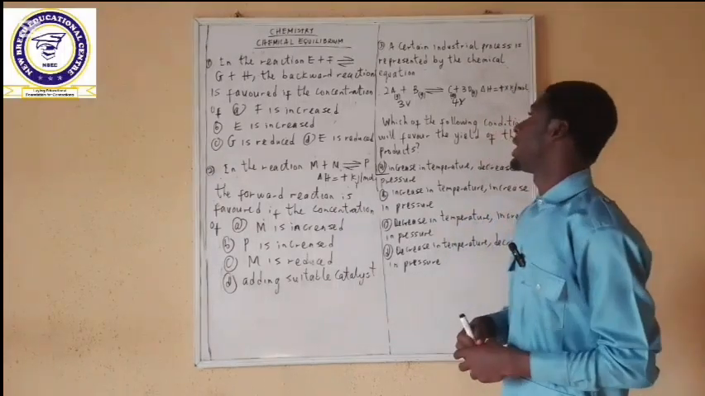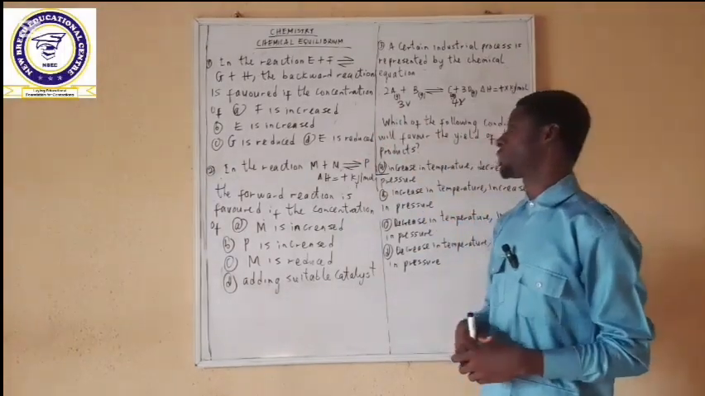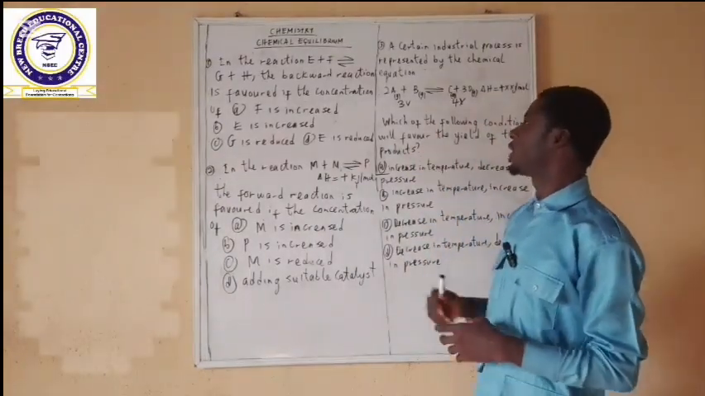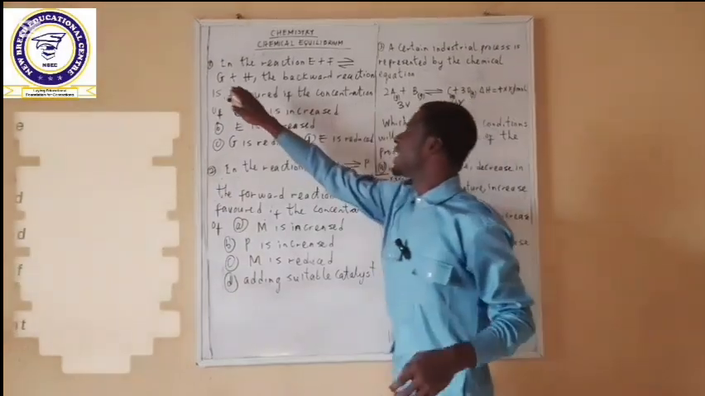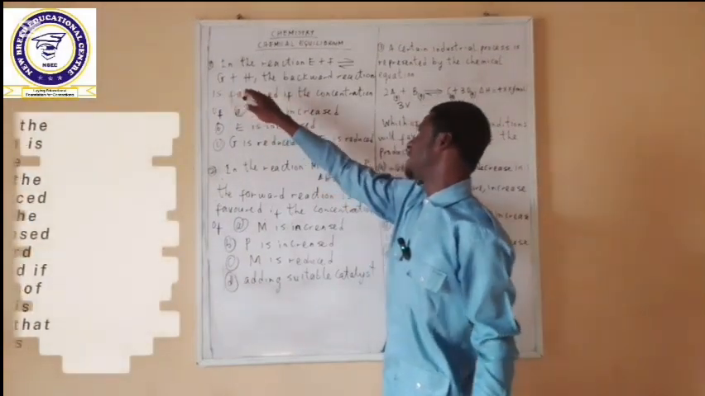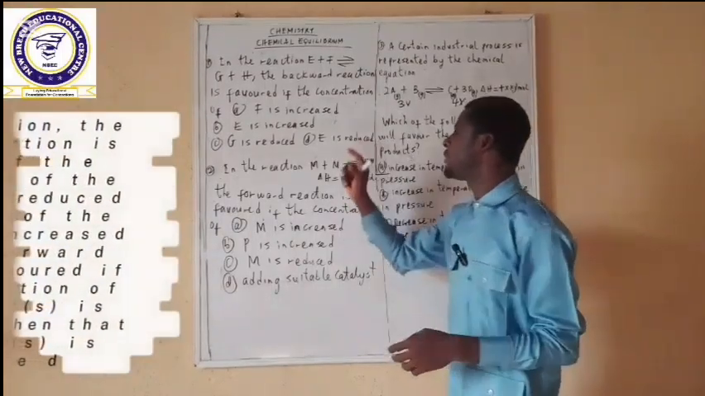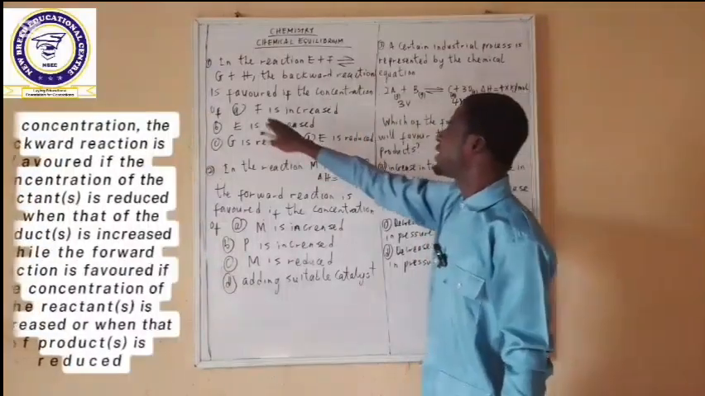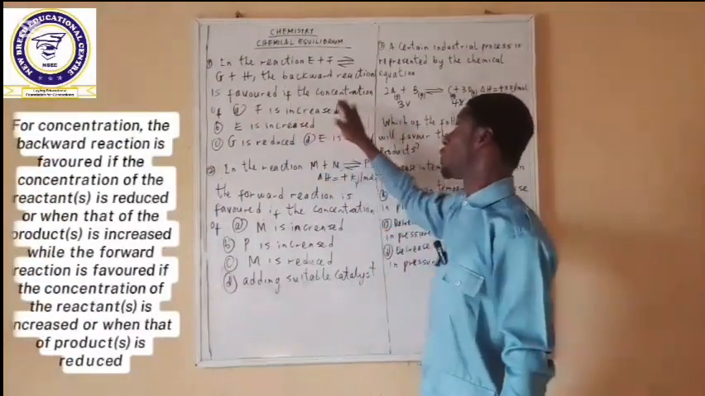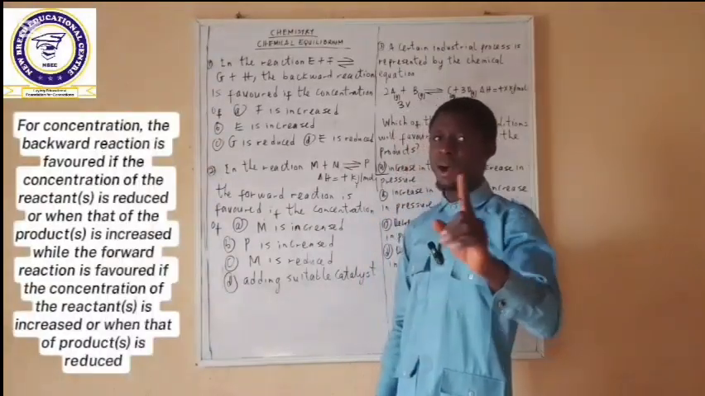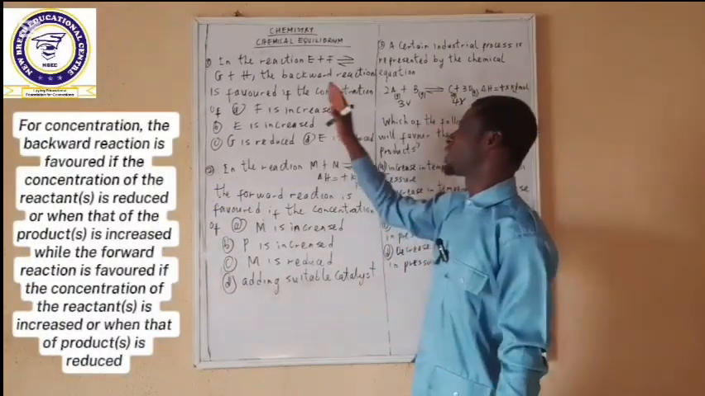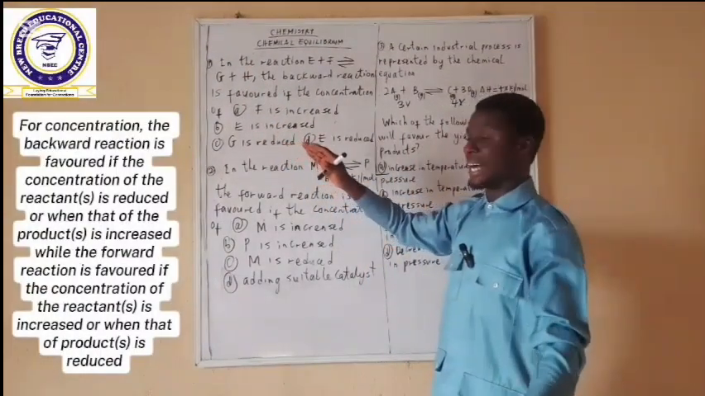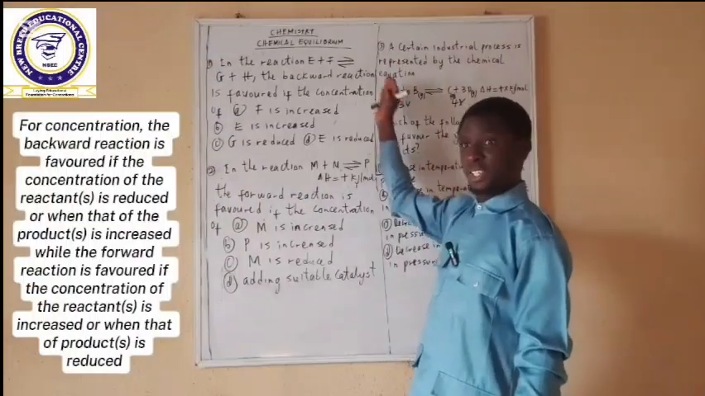First thing, if the backward reaction will be favored in this question, 2 conditions must be in place. Now, the condition is that the concentration of the product, which is G plus H, must be increased. If you increase the concentration of the product, first know that this reaction is already in equilibrium now. So if you increase the concentration of the product, that means that the product will be greater than the reactant. And for balance to be maintained, that means that some concentration has to be released from the product side to the reactant side, and that will make the equilibrium shift from right to left.